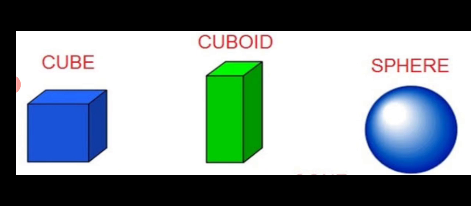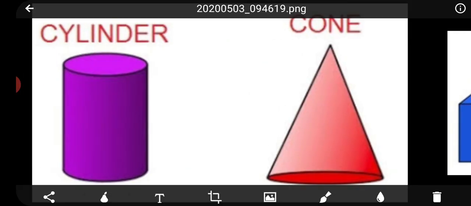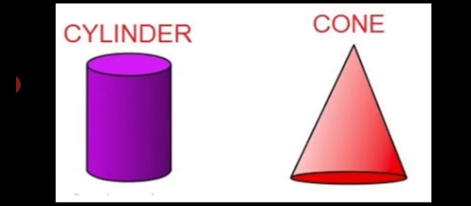So kids, today we have learned about the cube, cuboid and the sphere. In the next video lecture, we'll talk about cylinder and cone. That's all for today. Now, you need to find some objects in different 3D shapes from your kitchen.